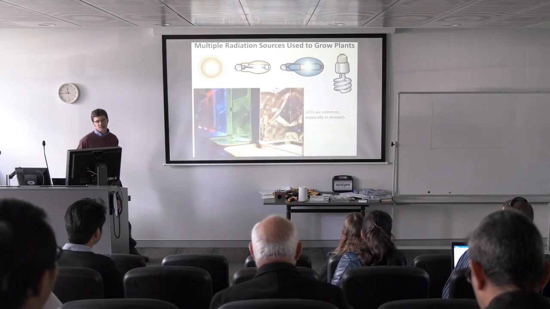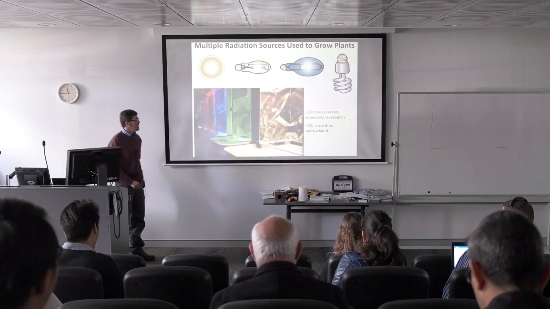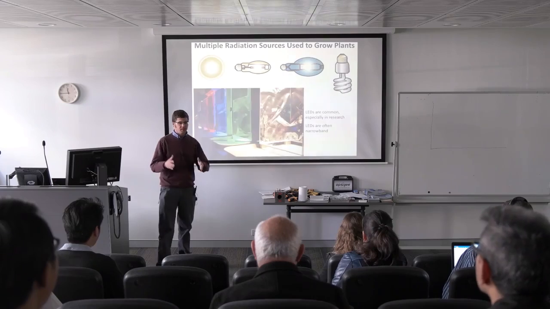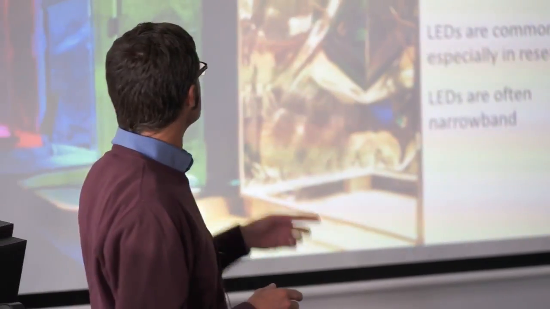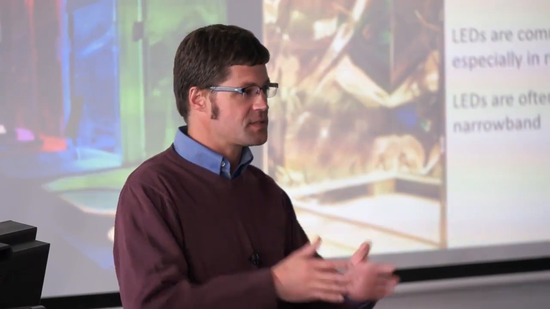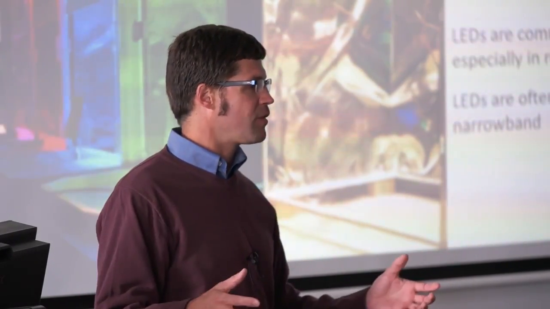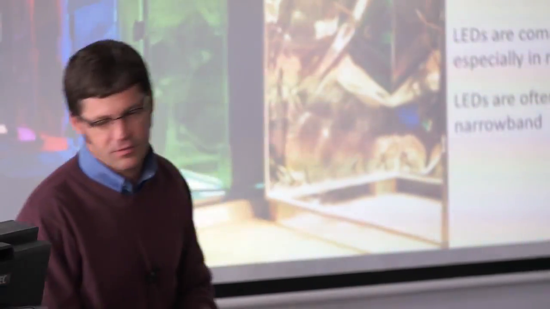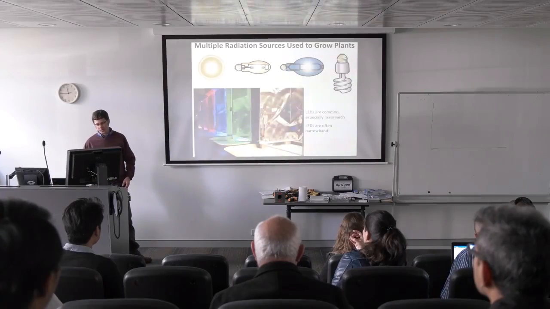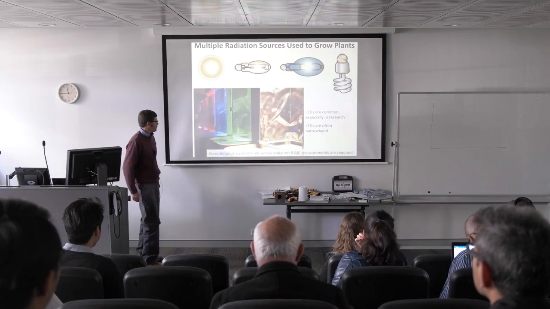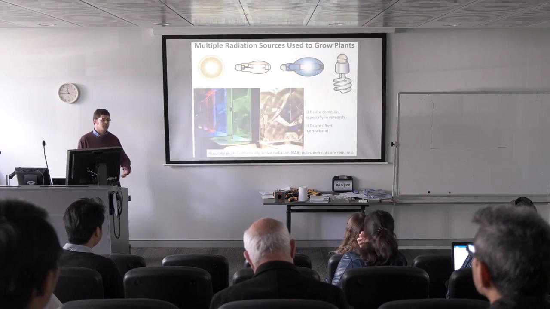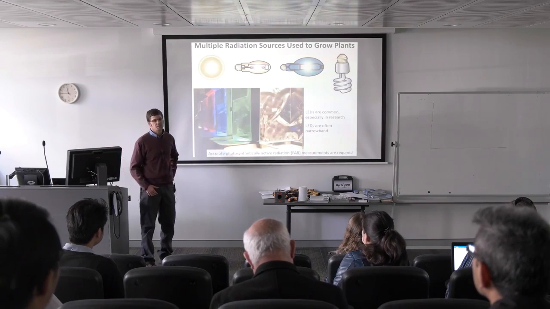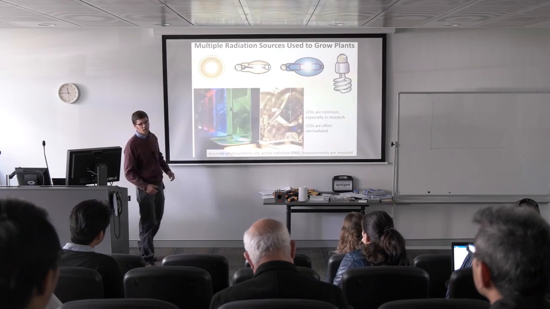So LEDs are becoming more and more common all the time, especially in research applications. LEDs are often narrow band, meaning they only output a narrow range of wavelengths, whereas radiation sources like the sun or some of these electric lights are broadband. They output a lot of radiation across the photosynthetically active range. But the main point that I want to make here is that accurate photosynthetically active radiation, or PAR, measurements are required for a host of applications, especially if we're interested in photosynthesis.